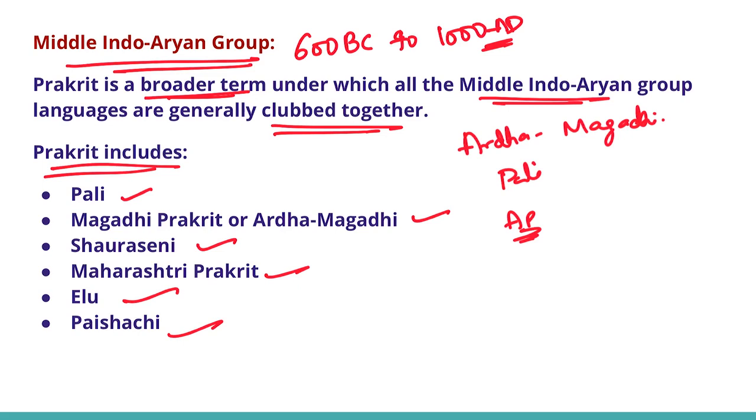So coming to Pali, this Pali language was widely spoken in Magadha, and it was popular during 5th to 1st century BC. So Pali language is closely related to Sanskrit, and the texts in Pali were written generally in Brahmi script. Magadhi Prakrit or Ardha Magadhi. So this is the most important kind of Prakrit, and its literary use increased after the decline of Sanskrit and Pali language.